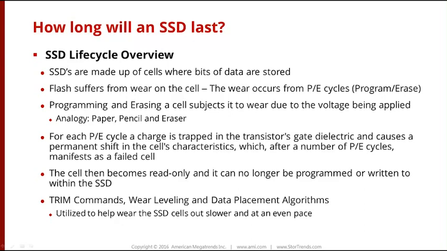The first two, trim commands and wear leveling, are things that the drive manufacturers provide within their drives, and they allow us to enable those features as a vendor so that we can make sure that the data is written evenly to the drive. This is what we use to slow down wearing out those cells, and we make sure that it's done at an even pace. So by utilizing trim commands, wear leveling, and then writing sequentially with a data placement algorithm, you're going to see those drives all start to lose their endurance at the same amount of time.